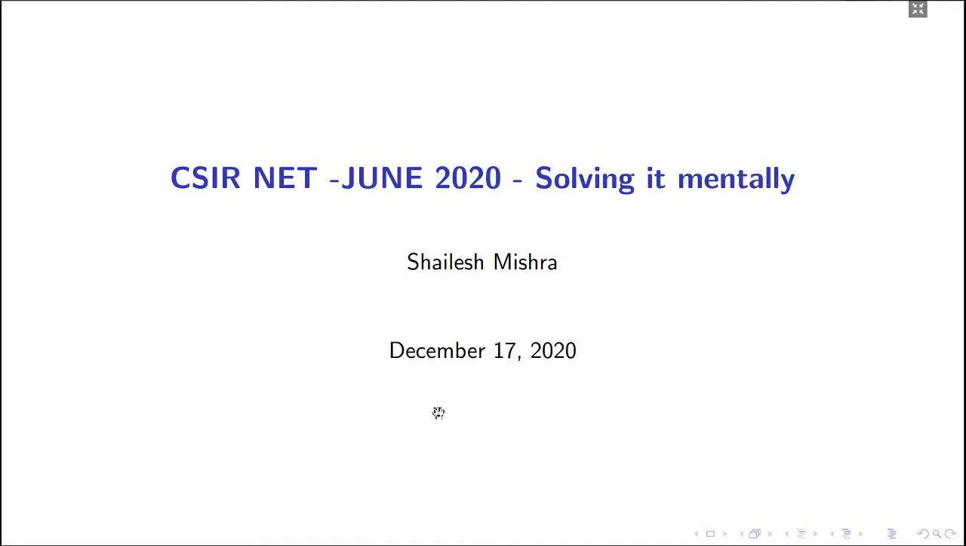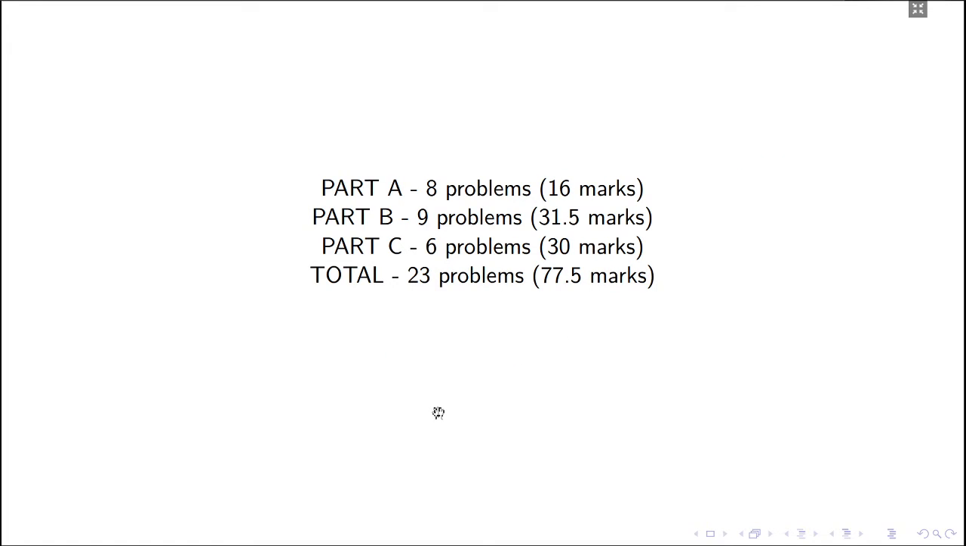So it turns out that this time in part A there were 8 problems, in part B there were 9 problems, and in part C there were 6 problems. All of them could be solved just mentally without using any pen or paper. In total there were 23 problems, and it turns out that it's 77.5 marks you could have got in just maybe 20 minutes of work. Let's have a look at the problems and the explanation.